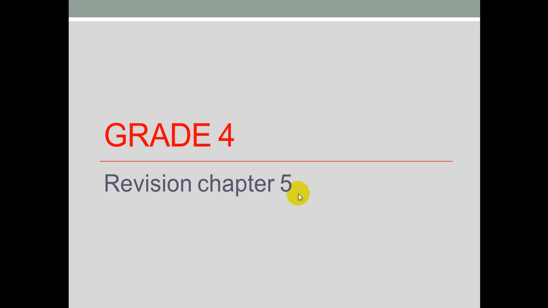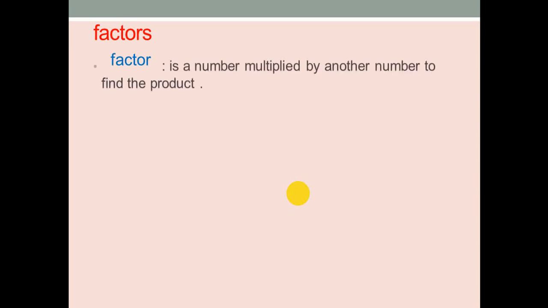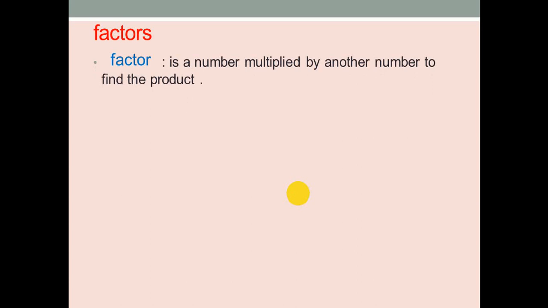First part is a factor. And what is a factor? A factor is a number multiplied by another number to find the product.